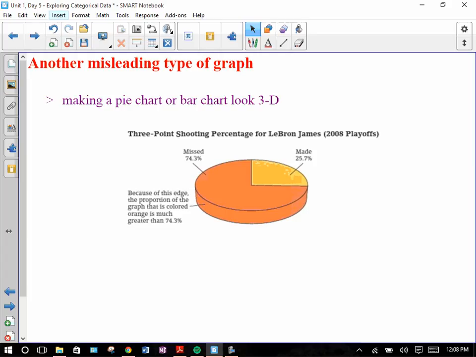Okay, so here's it. You guys are going to have to make graphs. Okay? Don't make your graphs 3D. That does not help you. All right? It looks cool, but it's not cool.